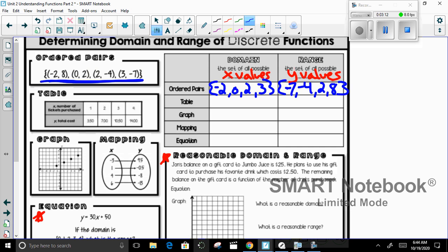Here is my table. On your table, the top is usually your x and the bottom is usually your y, and you can see that here. x is the number of tickets purchased and y is the total cost. For my table, they have my domain already in order for me. Remember, these are your squiggly brackets. I'm not perfect at writing them, but put them around them for set notation. And my y is in order from least to greatest as well: $3.50, $7, $10.50, and $14.